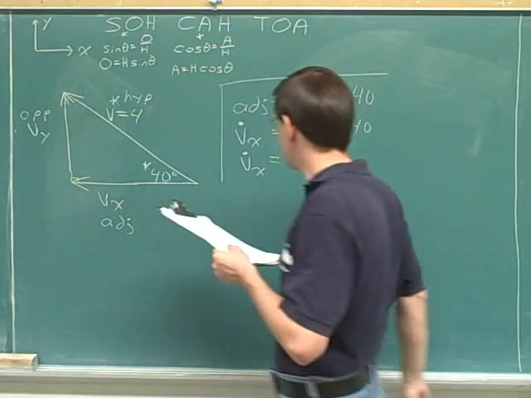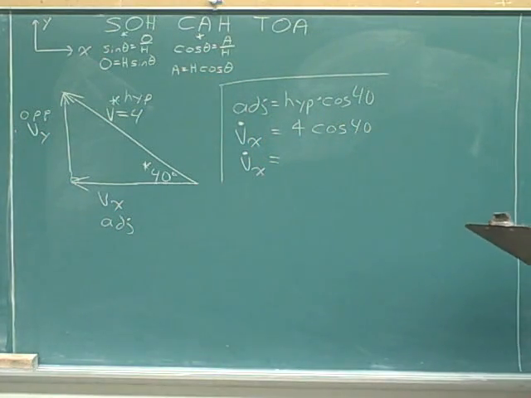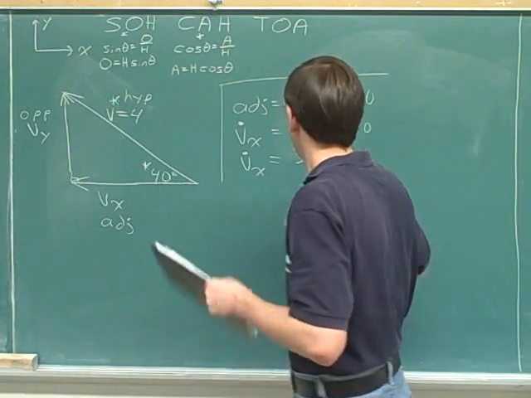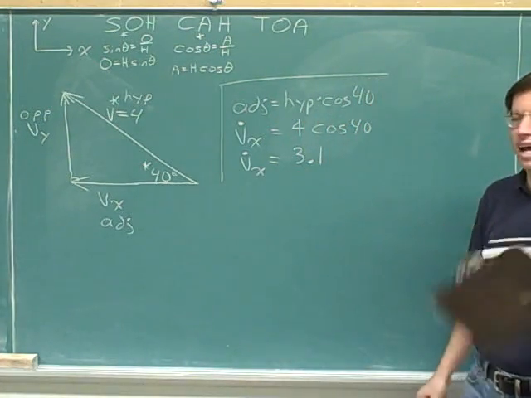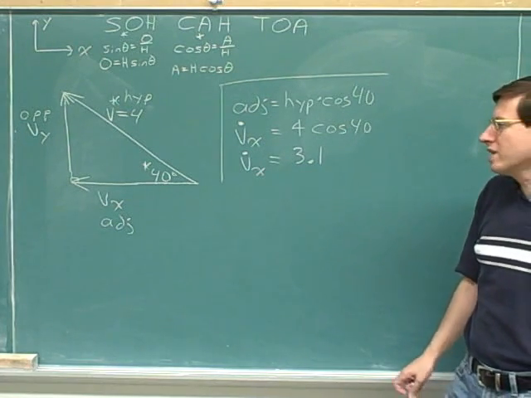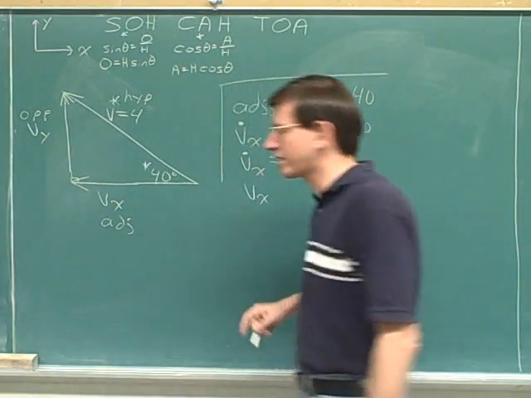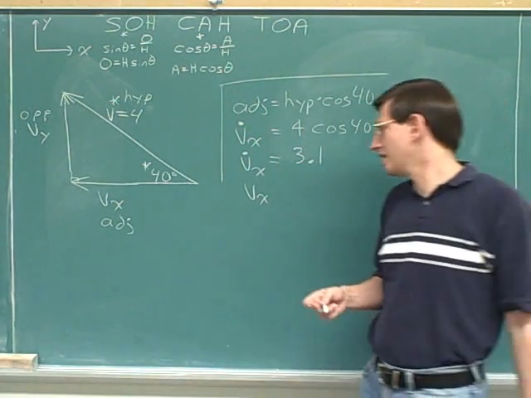Don't forget to keep putting the dot on top of the v sub x. So 4 times the cosine of 40 would be 3.1. Because this is a magnitude, it doesn't get a sign. Well, we're not done yet because what we really need is the signed component. When someone says to break something into components, they mean the signed components.